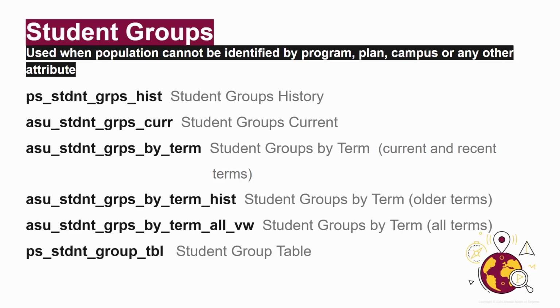Next is student groups. So student groups are fun. Student groups are used when you need to identify a population to track them. Maybe it's for tuition and fees. Maybe it's for prerequisites for a specific class. Maybe it's for some other reason larger than that. But student groups are used when you can't identify that population any other way with any of the attributes that are available.